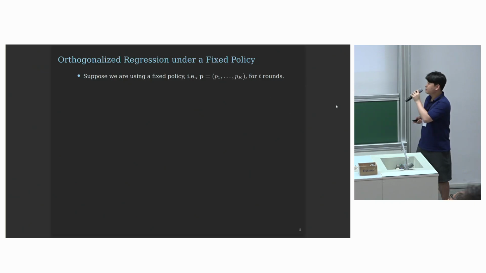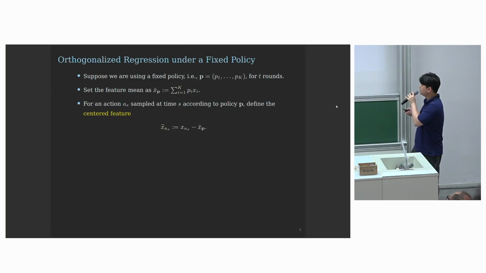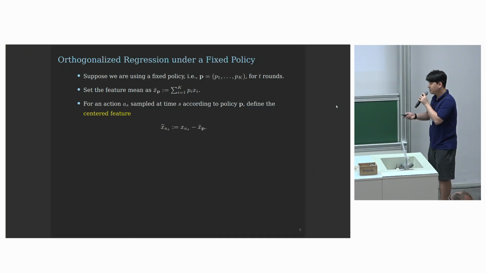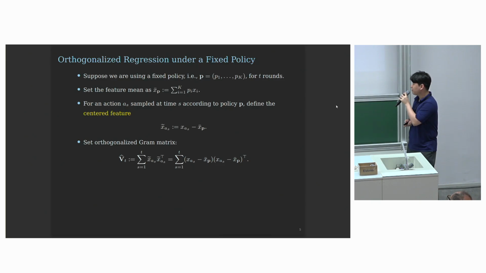Now I'm going to explain our estimator. Assume a simple scenario. We are sampling our actions from a fixed policy P, and we define the feature mean as the following. This is the mean of features selected by the policy, and we define centered features. A centered feature is the selected feature minus the feature mean, and it has mean 0. We set the orthogonalized Gram matrix as a summation of outer products of centered features.